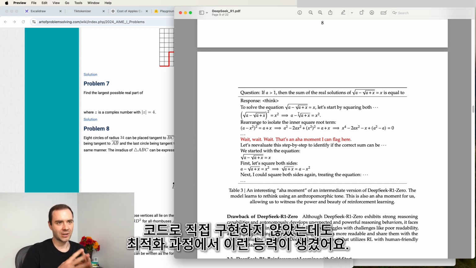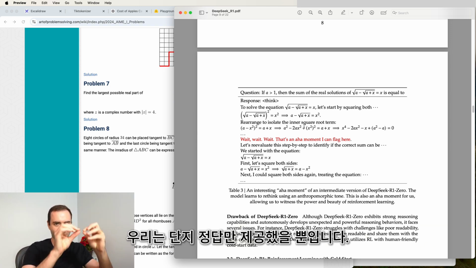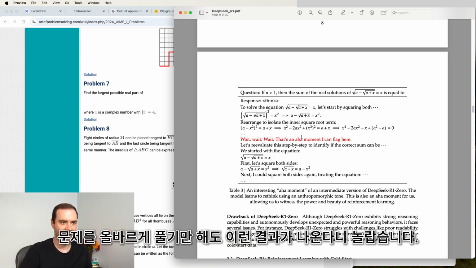So extremely incredible to see this emerge in the optimization without having to hard code it anywhere. The only thing we've given it are the correct answers, and this comes out from trying to just solve them correctly, which is incredible.